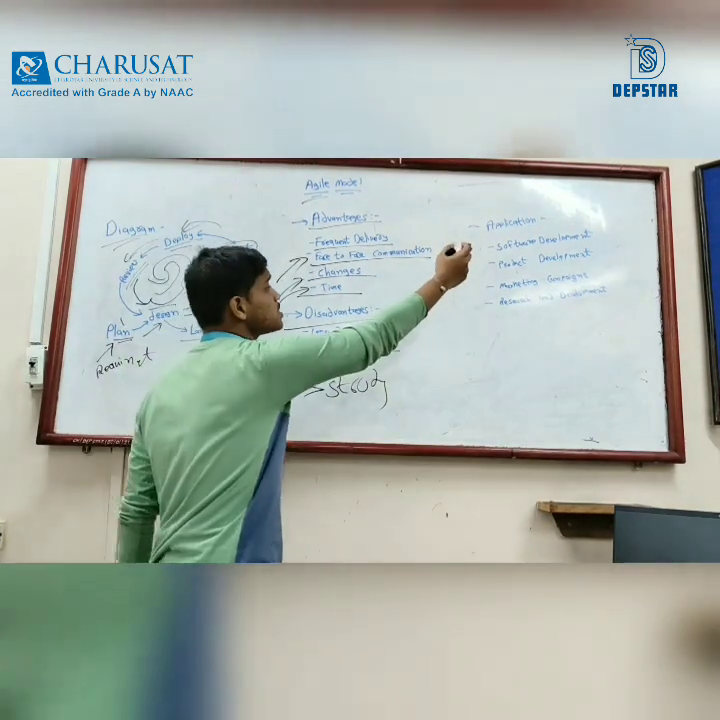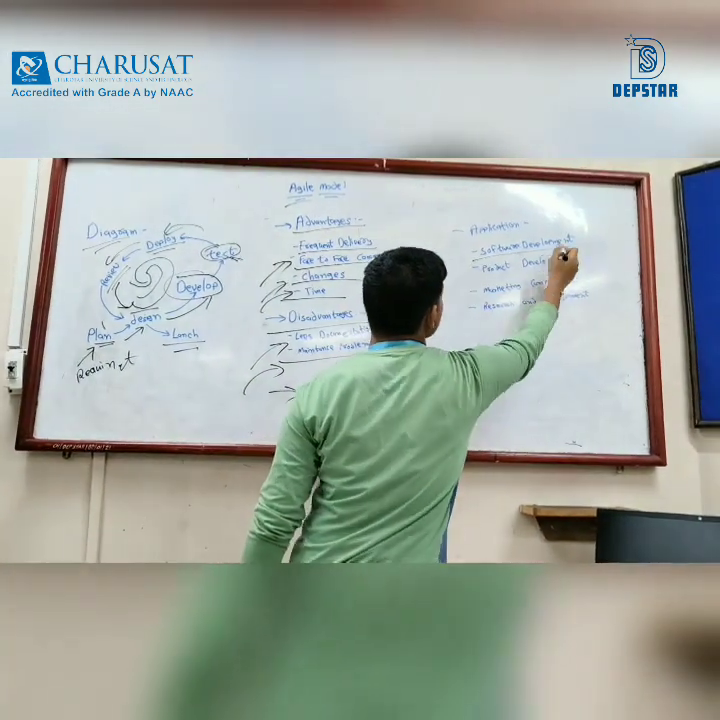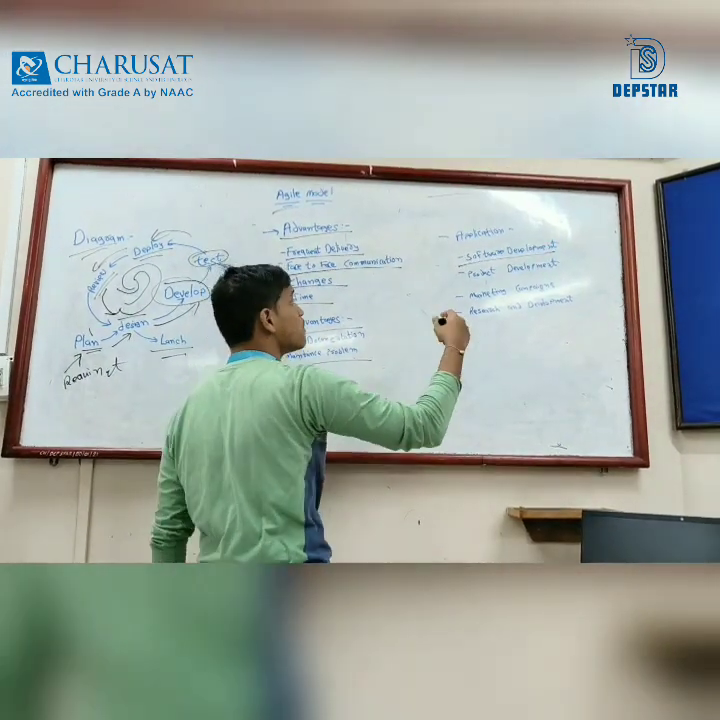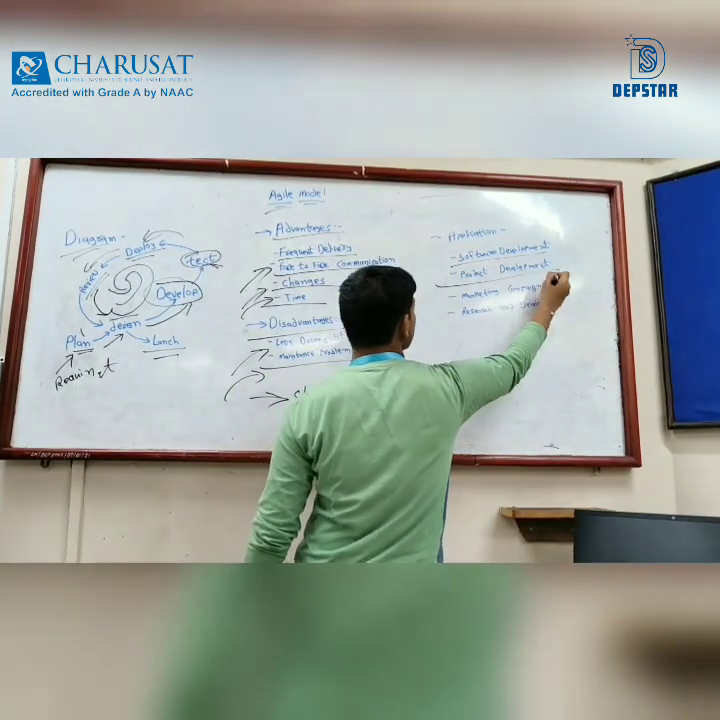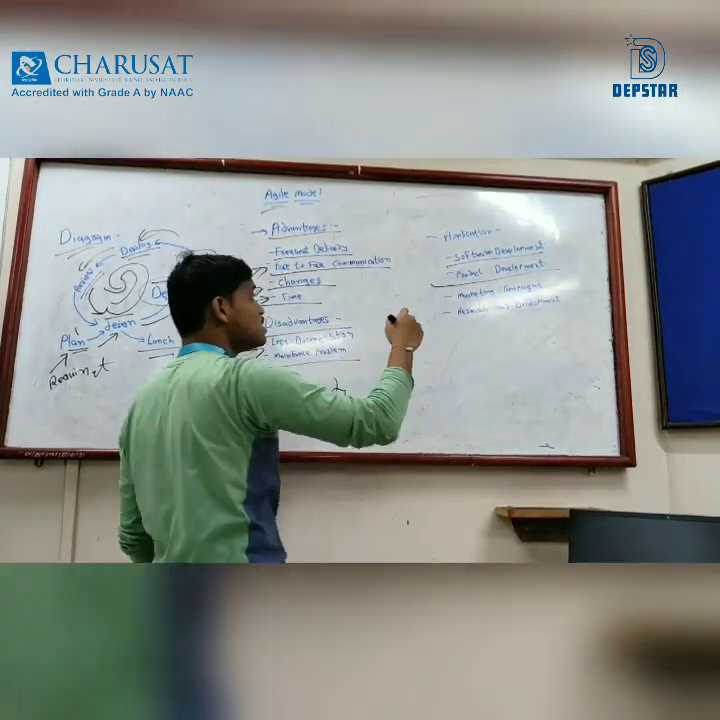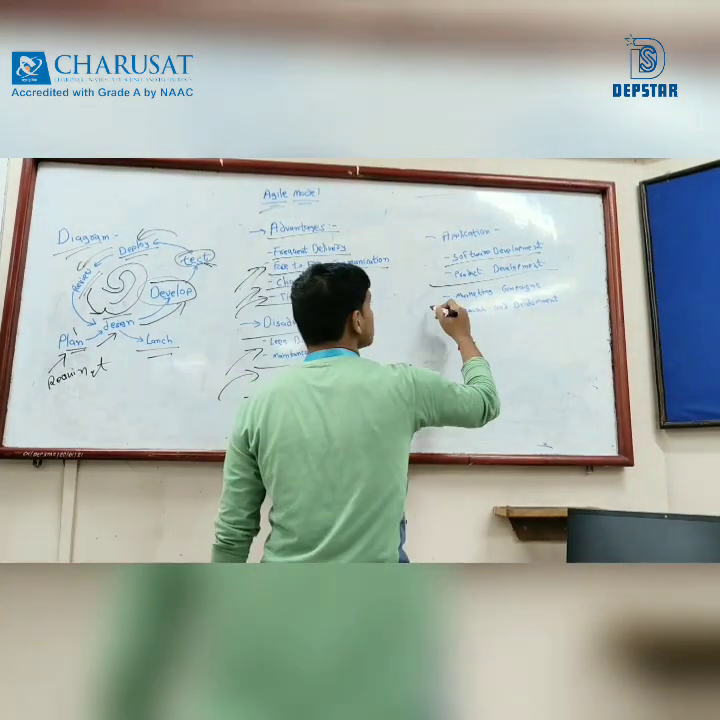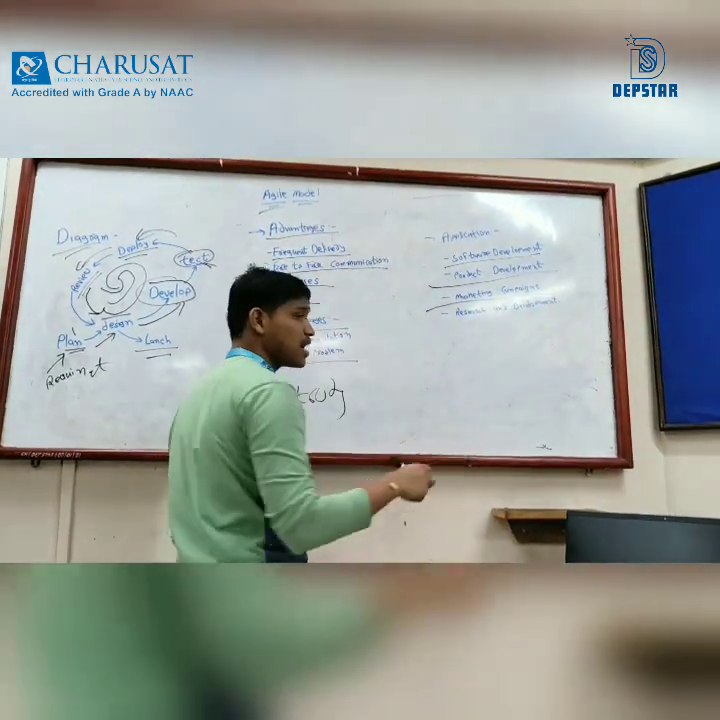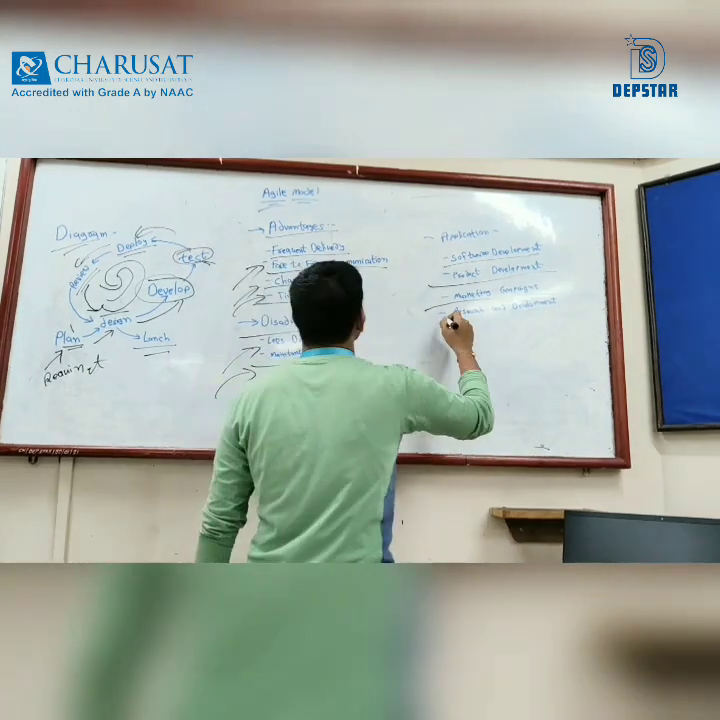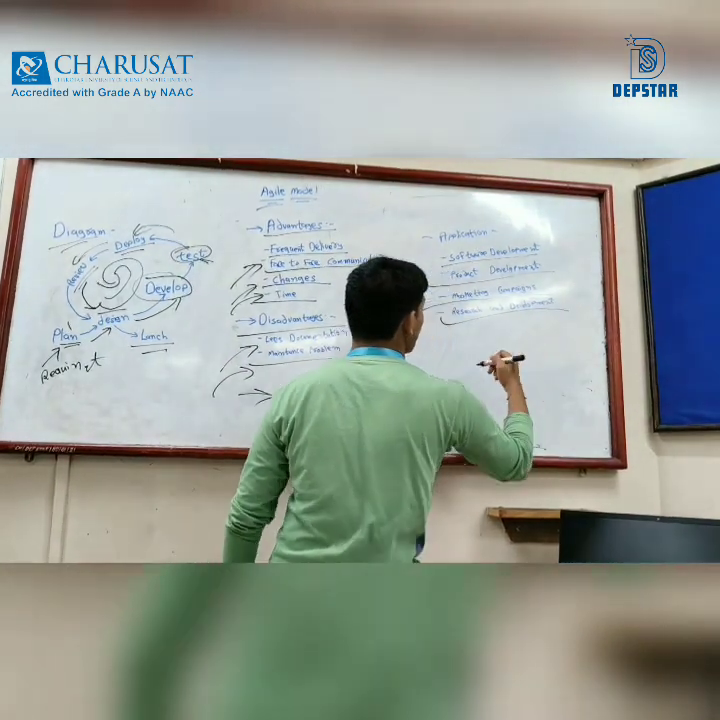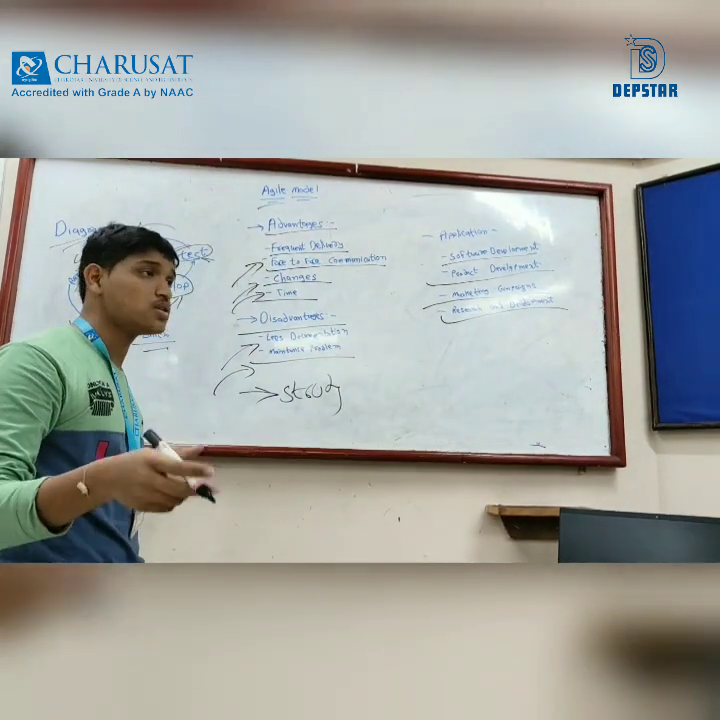These are some applications of the Agile model. First is software development, where we use it to make software products. Second is product development. Third is marketing companies, which also use this model. And fourth is research and development, where we also use this model.